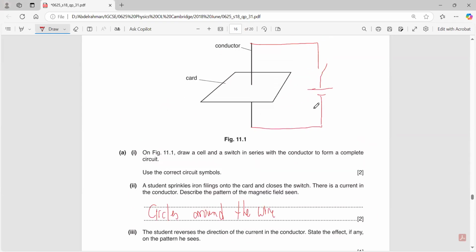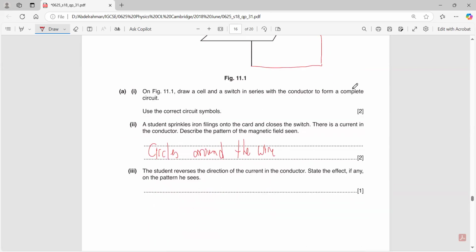The magnetic field around the wire would be circular. As we said, it could be clockwise or anti-clockwise using the right hand rule grip: the thumb is the current, and the fingers the magnetic field around the wire. The student reverses the direction of the current in the conductor. State the effect, if any, on the pattern he sees.